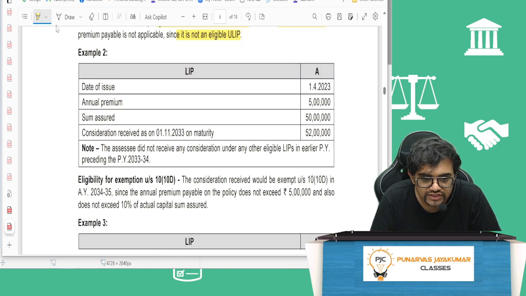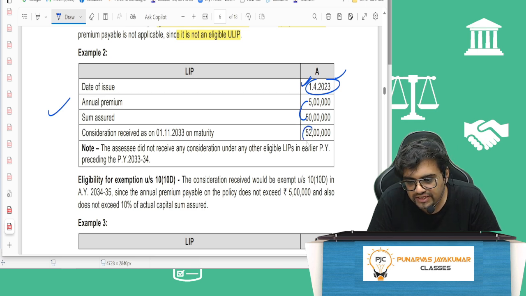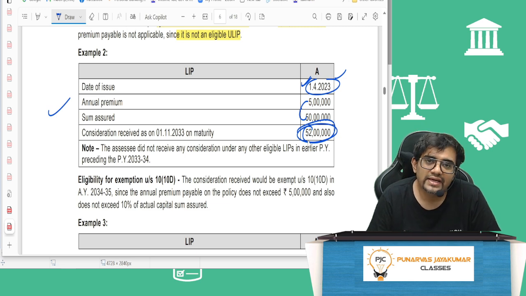Next you see, first of all in the exam you should see the date of issue. The moment date of issue comes, automatically two conditions will come. Condition number 1, premium must be less than or equal to 10% of sum assured. In this, premium is 5 lakh, sum assured 50 lakh, 10% of sum assured is 5 lakh. Is 5 lakh equal to 5 lakh? Yes, so first condition satisfied. Second condition, premium should not exceed 5 lakh. Is it exceeding 5 lakh? No, both the conditions are satisfied. Hence, this entire 52 lakh received will be exempt. Very, very simple.